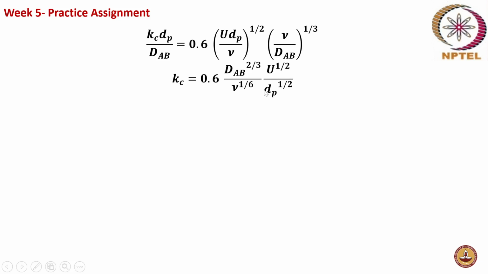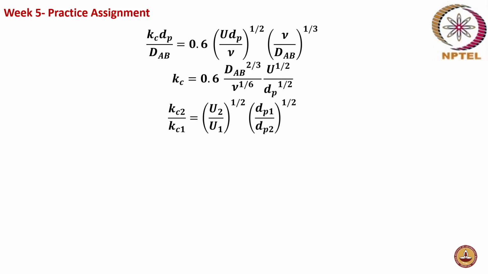And u, there is only one u term. So you have u power half, and dp again. So dp power half minus dp power 1, because this dp goes to the denominator. So dp power half minus 1. So you will end up with dp in the denominator. So dp power half. Now it is given that only your superficial velocity and the diameter of the particle change, whereas the rest of the components are the same for both the cases.